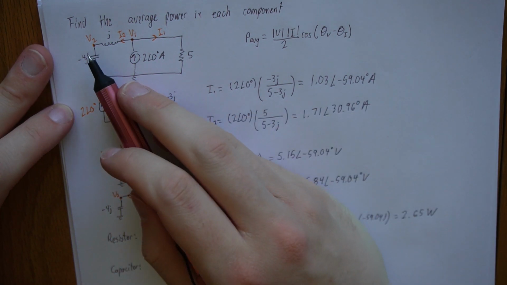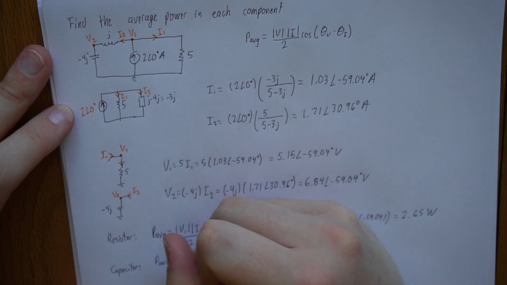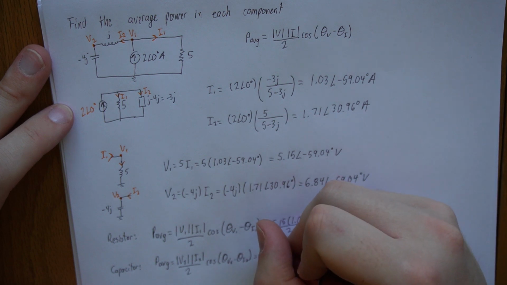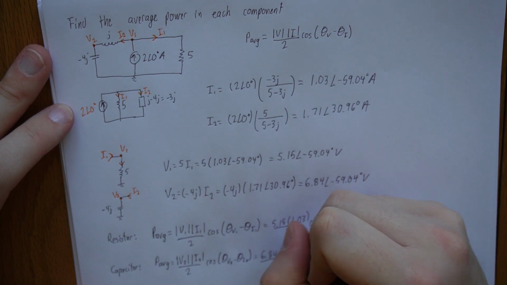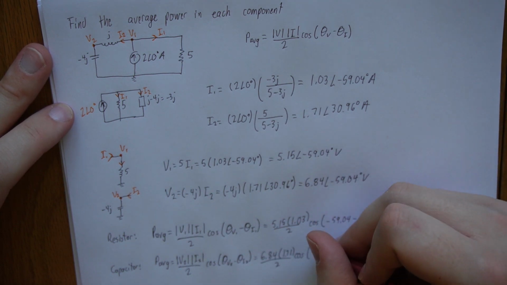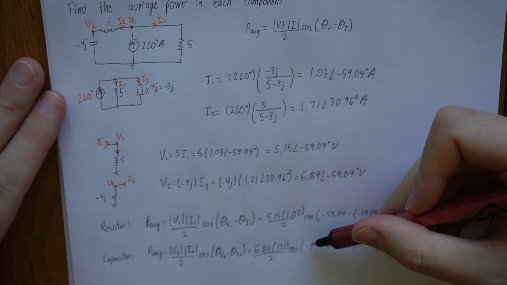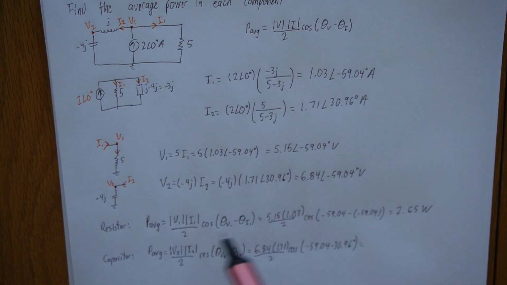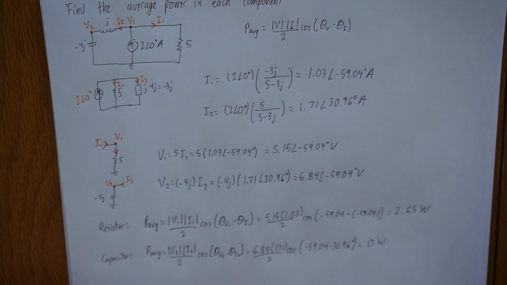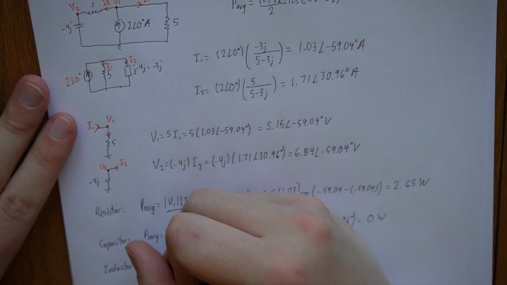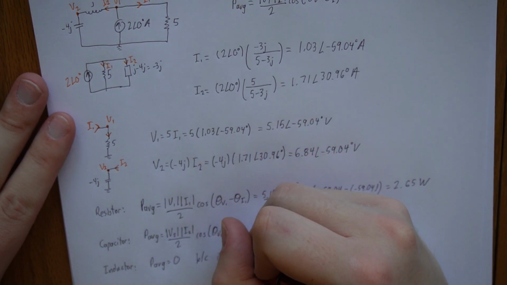Okay, that's fine. Now let's look at the capacitor. P average, this one has V2 and I2: the magnitude of V2 and I2 divided by 2, cos of theta V2 minus theta I2. That will be equal to 6.84 times 1.71 divided by 2, cos of negative 59.04 minus 30.96. When you do the math here, negative 59.04 minus 30.96 equals negative 90. Now, cos of negative 90 is just 0. So that'll be 0 watts. And this makes sense because capacitors and inductors do not consume any power. So actually, I can write for the inductor: P average equals 0 because it's an inductor.